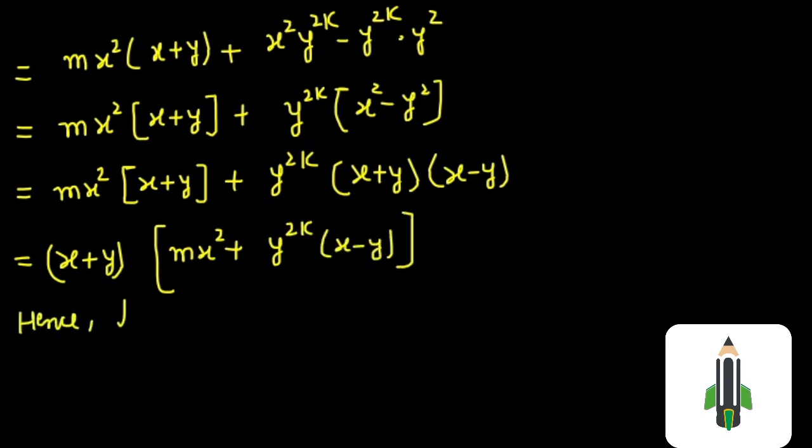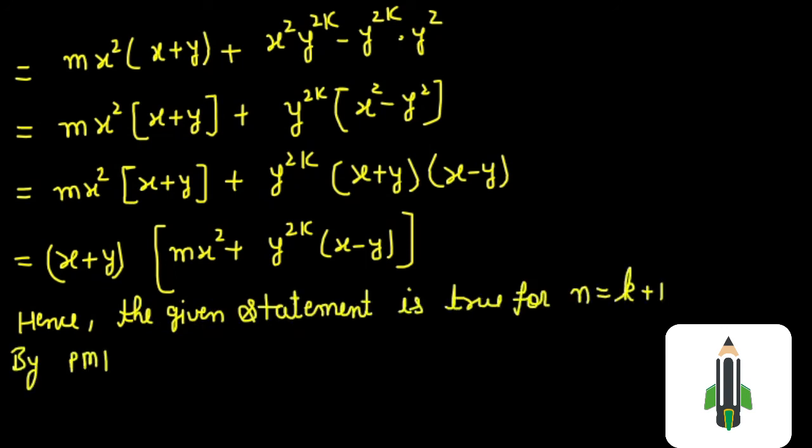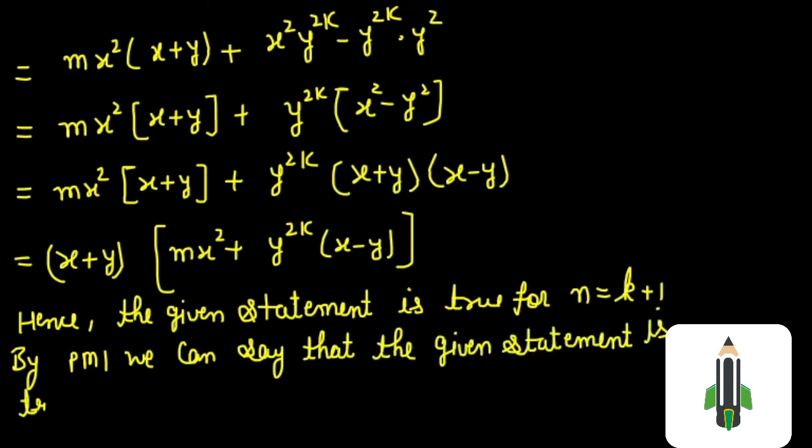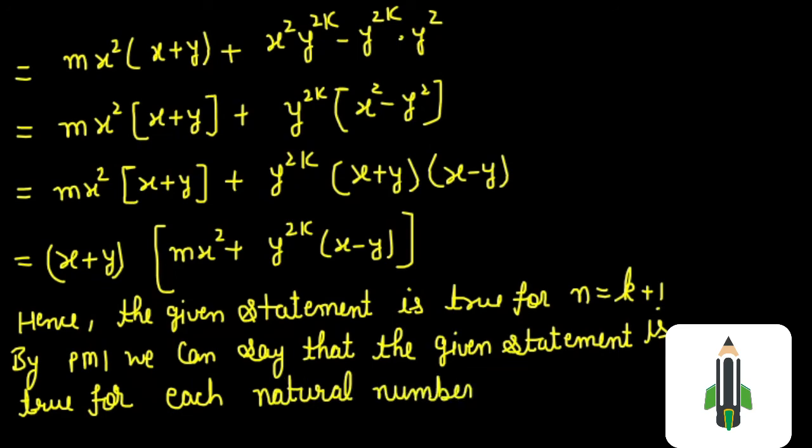Hence, the given statement is true for n is equal to k plus 1. By PMI, we can say that the given statement is true for each natural number n belongs to capital N.